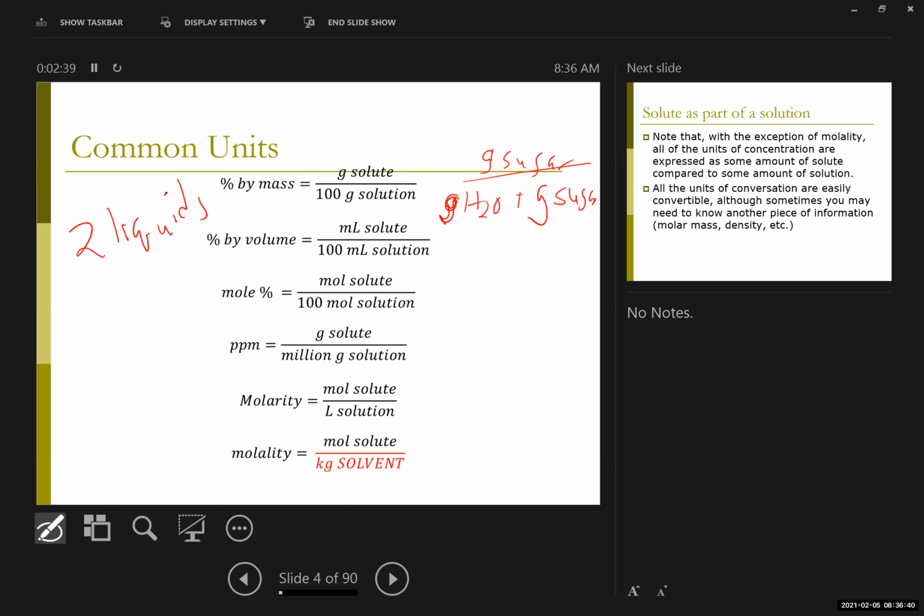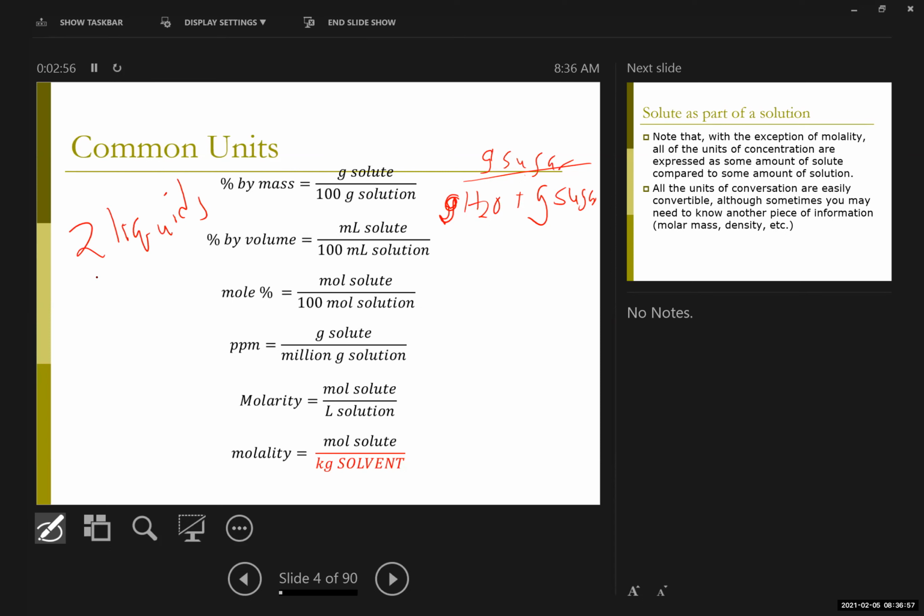Right. You could still weigh them. And I still want to say my bias is towards weighing because it's more accurate. Part of the problem with volume is it's temperature dependent, whereas mass is not. Right. But this is not uncommon if you have two liquids.